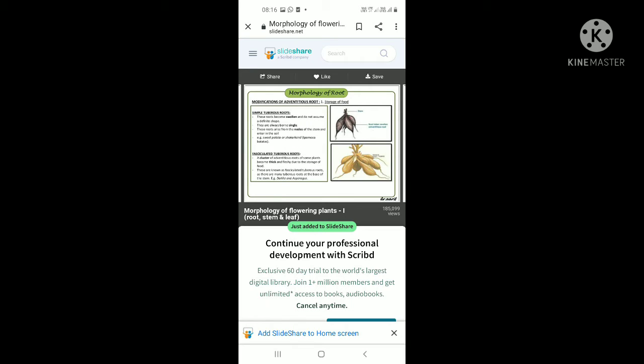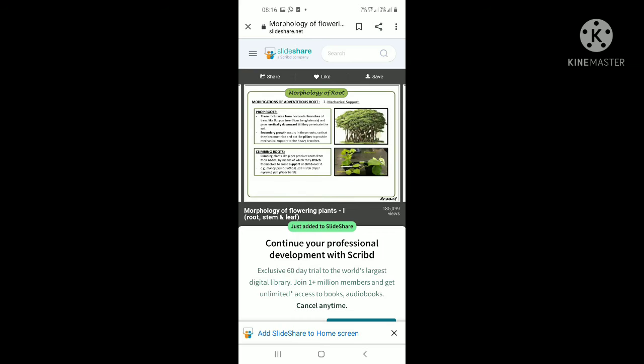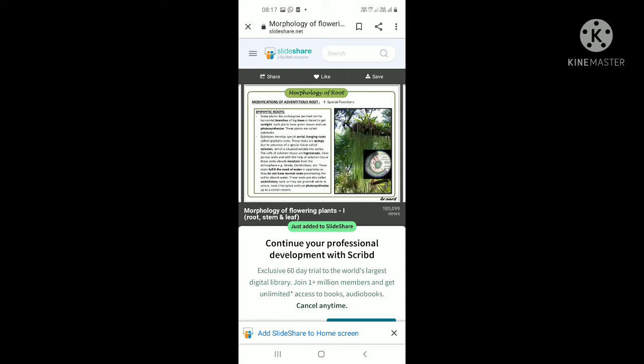And we know the morphology is basically this is the taproot. Taproots are of two types on the basis of functions. One is the respiration function, where we see the pneumatophores in the case of mangroves. And the storage function is basically the fusiform carrot in the case of carrot. In the case of beet, we see this also.